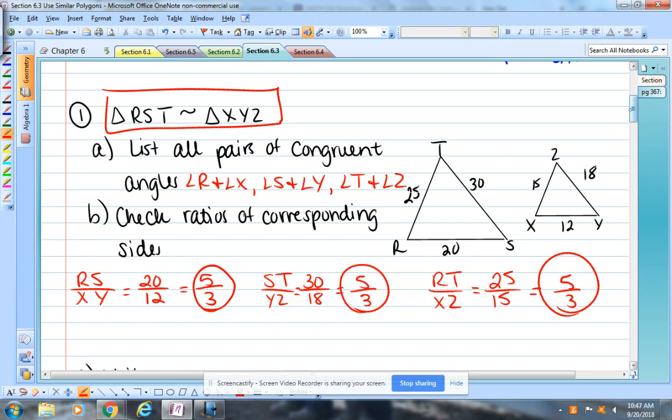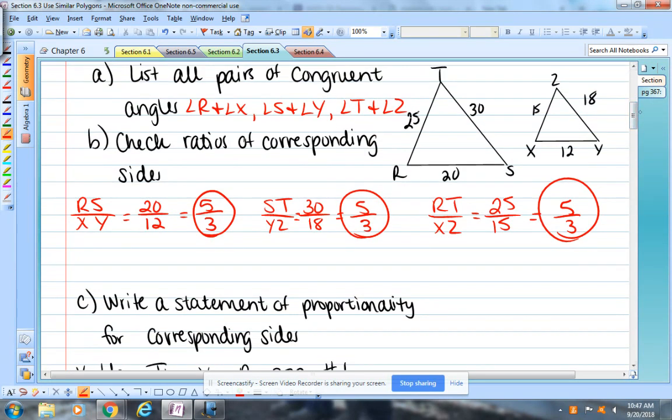Okay. The next thing says write a statement of proportionality for the sides. That just means you take these things and set them all equal to each other. So you say RS over XY equals ST over YZ and also equals RT over XZ. So that's what a statement of proportionality is. If they all equaled 5/3, then they all equal each other.